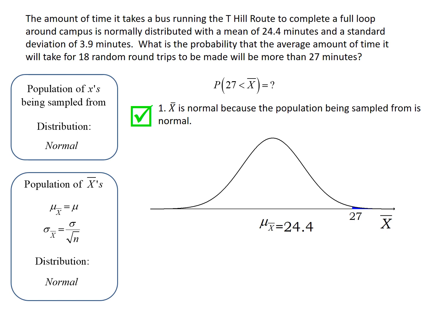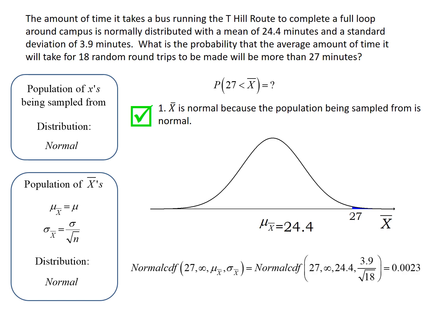And now we need to find this probability. So again, normal CDF from 27 to infinity. That's our lower and upper limits. And then we need to tell the calculator the mean and standard deviation for x bar. The mean of x bar is the mean of the population we're sampling from, which was 24.4. The standard deviation of x bar is the original population standard deviation, 3.9, divided by the square root of the sample size. So we get 3.9 over the square root of 18. And when you enter all that into your calculator, you should get approximately 0.0023.